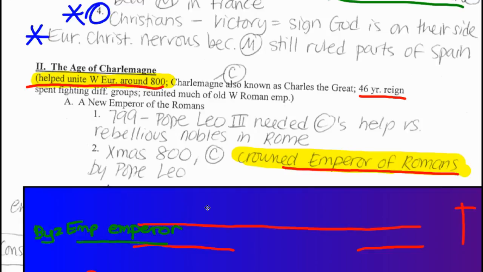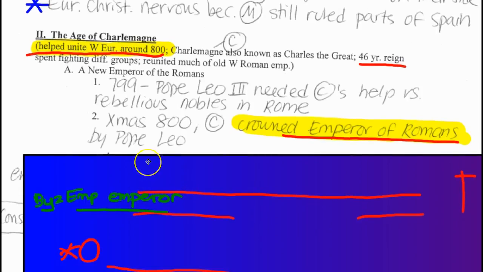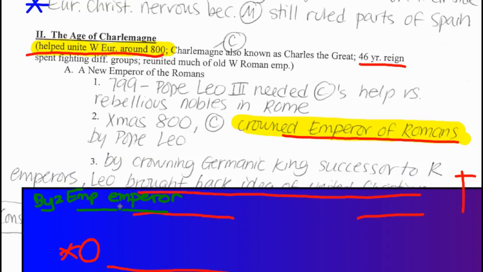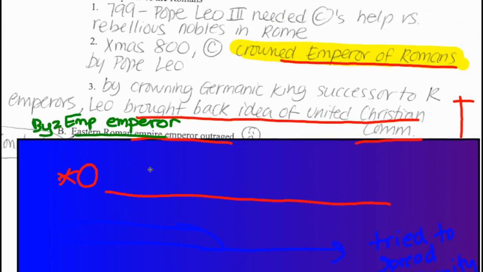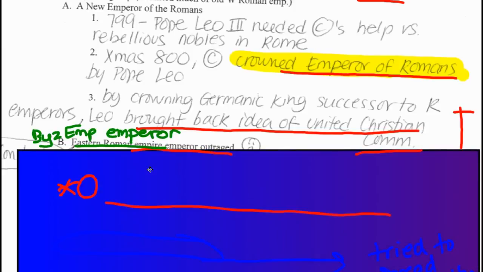So that was good for Charlemagne, and was another way that he could be powerful, because he was allied with the Catholic Church, and he helped out the Catholic Church. The idea, by doing this, the Pope brought back the idea of uniting Christianity. But this had the reverse effect, because if you go down to topic B of this section, Eastern Roman Empire Emperor Outraged, this is talking about the Byzantine Empire, which we've already studied.